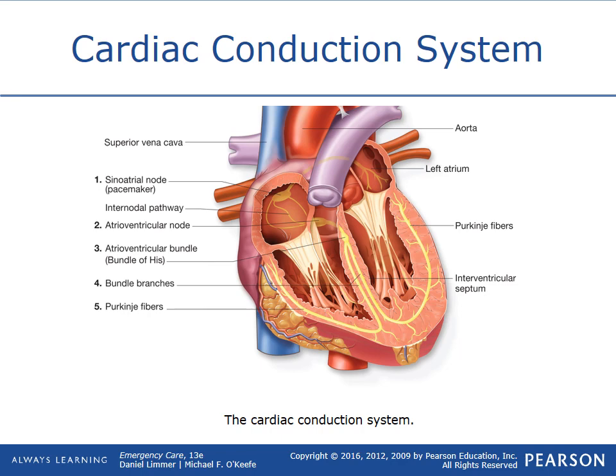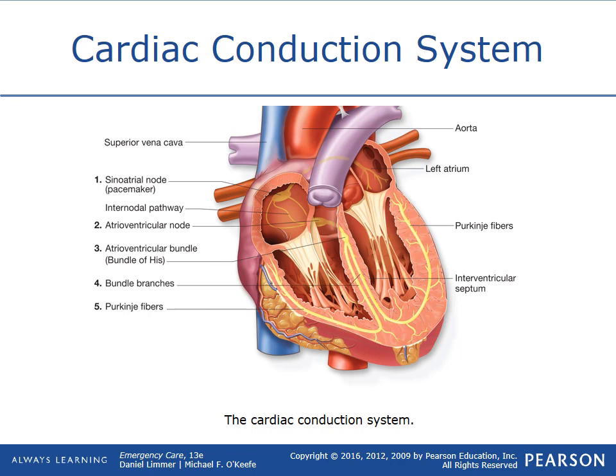We also have a cardiac conduction system. That's the electrical impulses that keep our heart beating. They have automaticity, so they generate their own impulse. And that starts in the SA node. The sinoatrial node is called the pacemaker of the heart. If it's functioning correctly, your heart will beat about 60 to 100 times per minute.